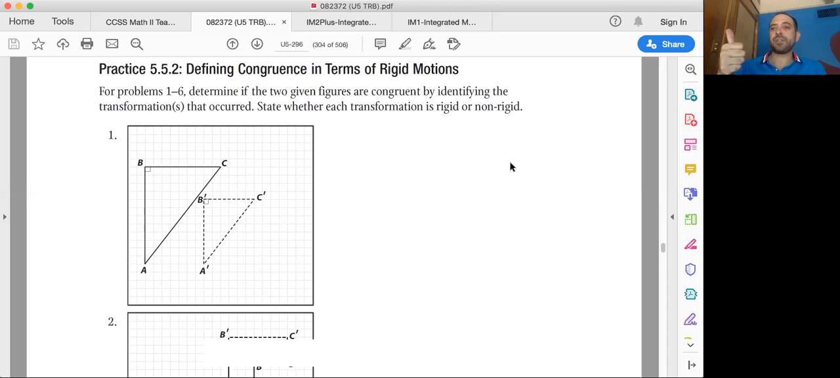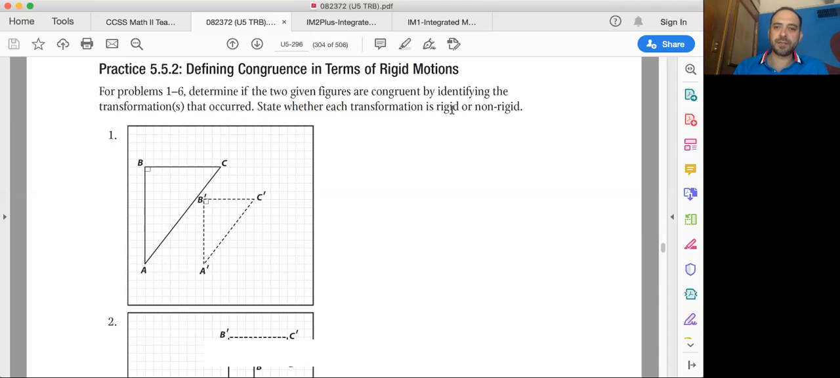translation, and that's just when it's moved side to side, up or down. We have a rotation, right? And we have a reflection. So reflection, rotation, translation, okay? It's tricky, but you get used to it.